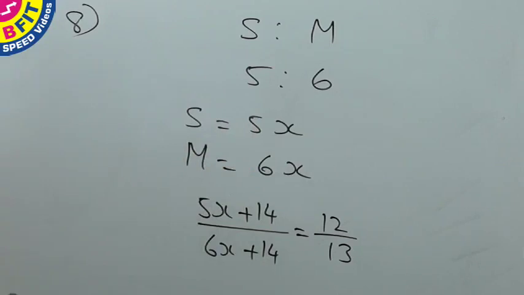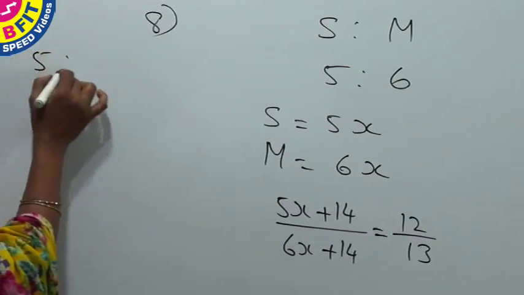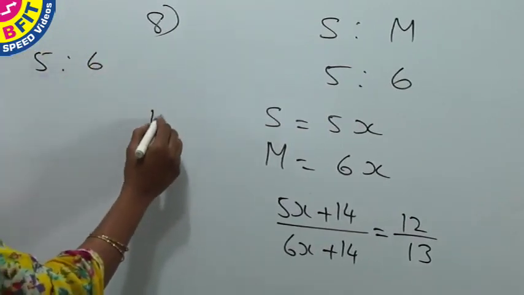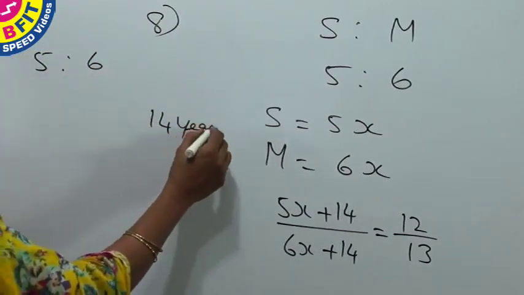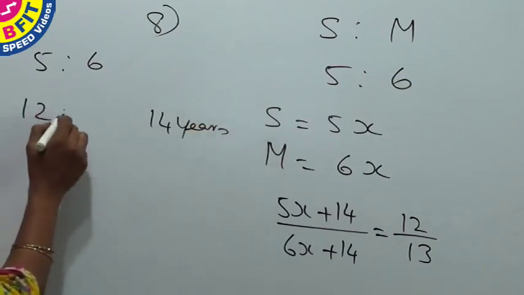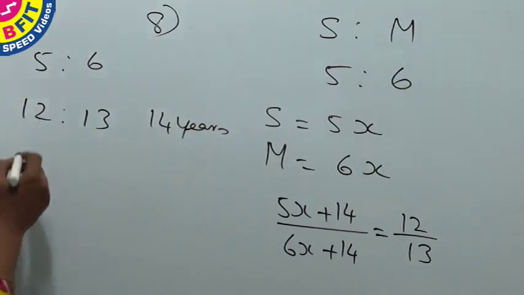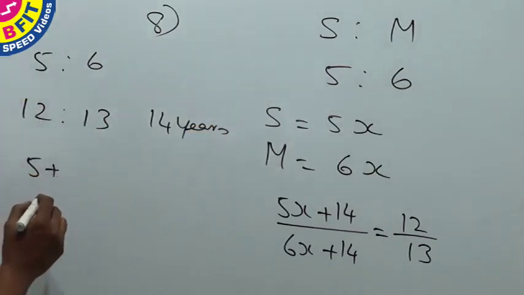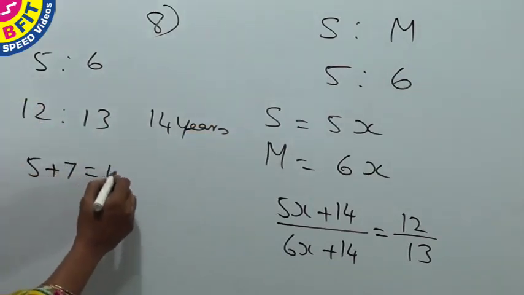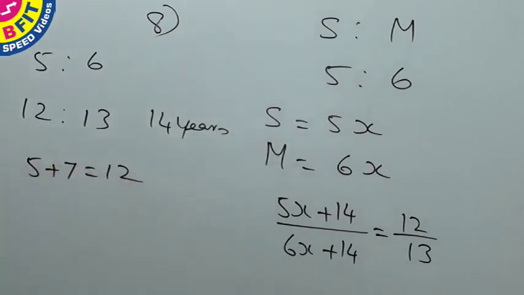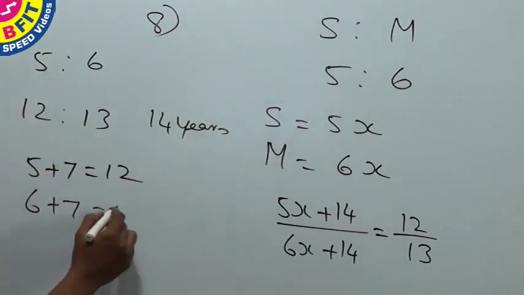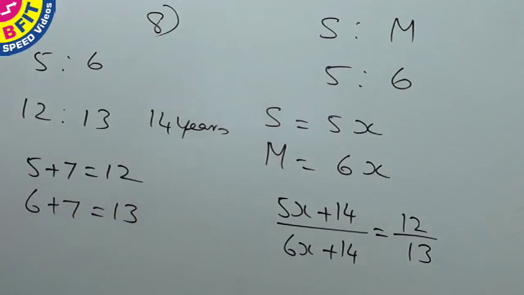But instead of proceeding this way, the ratio is 5:6 and after 14 years the ratio changes to 12:13. So when we check the given ratio, 5 is increased by 7 and we get the antecedent of the final ratio as 12, and with this 6, when we add 7, we get the consequent as 13.